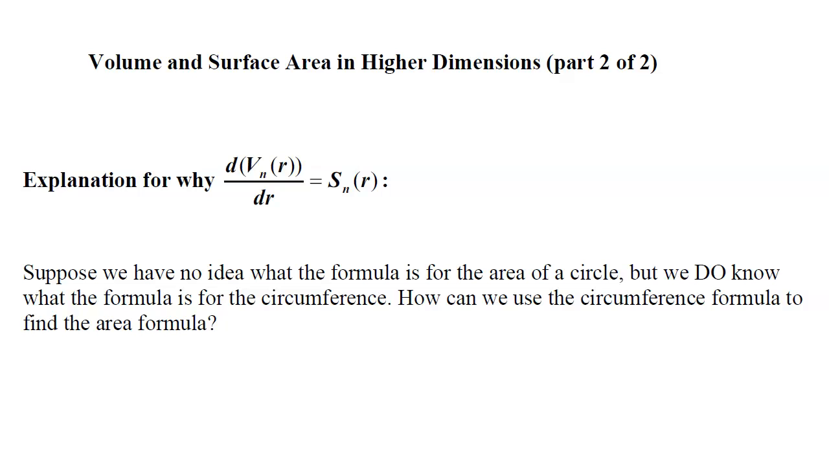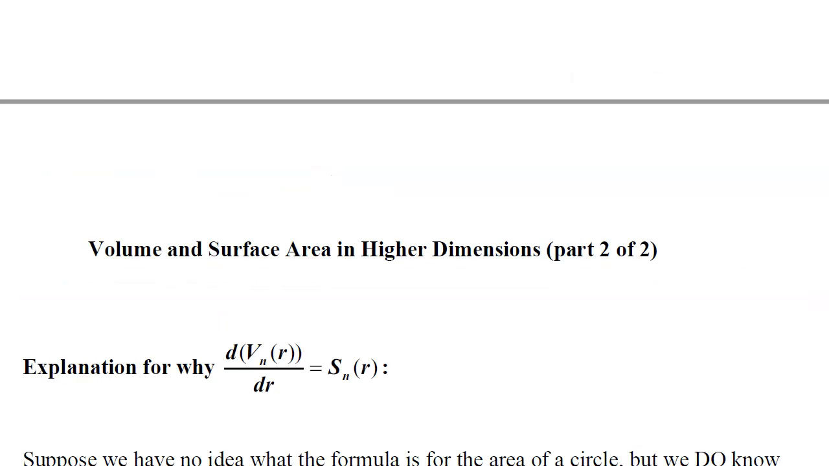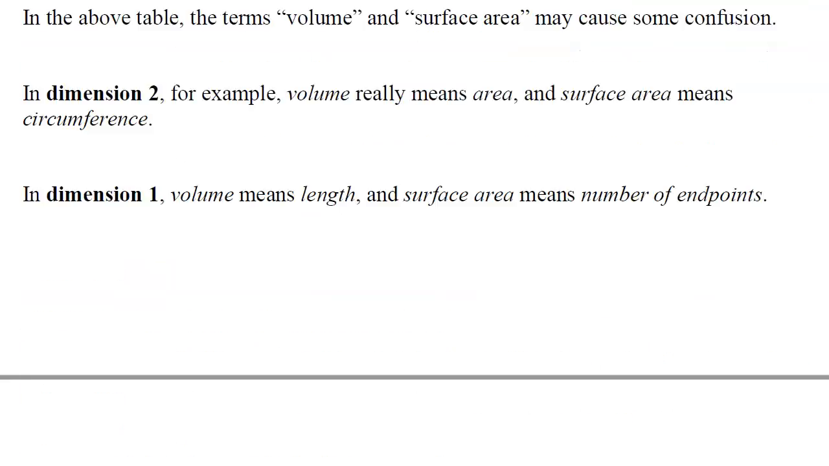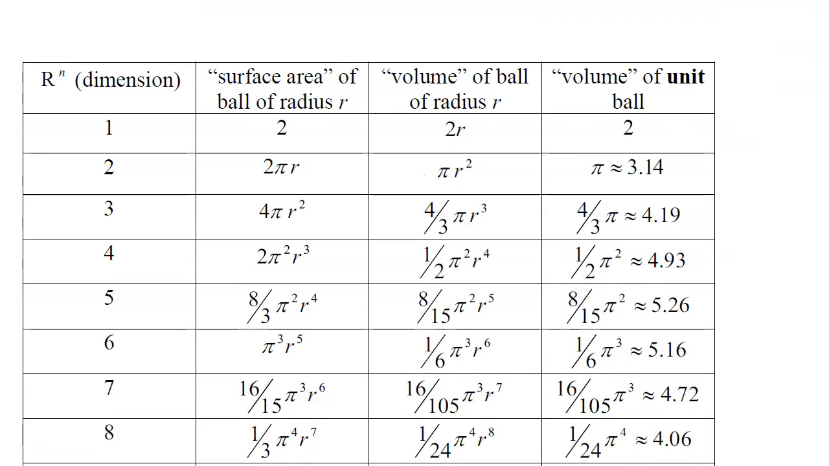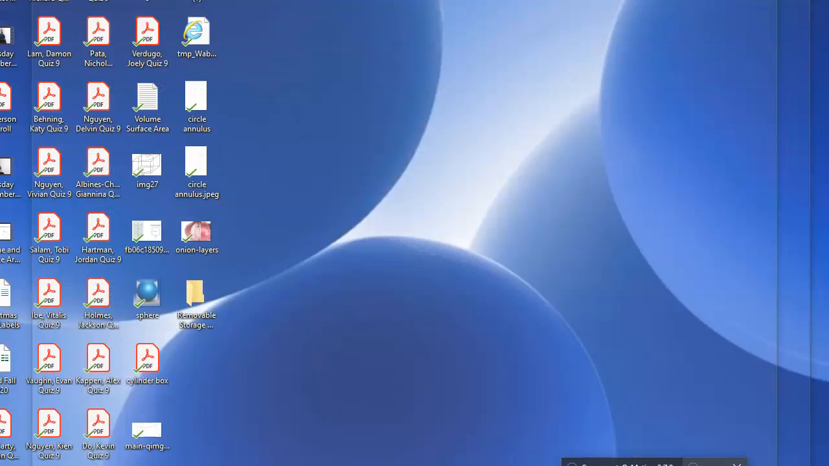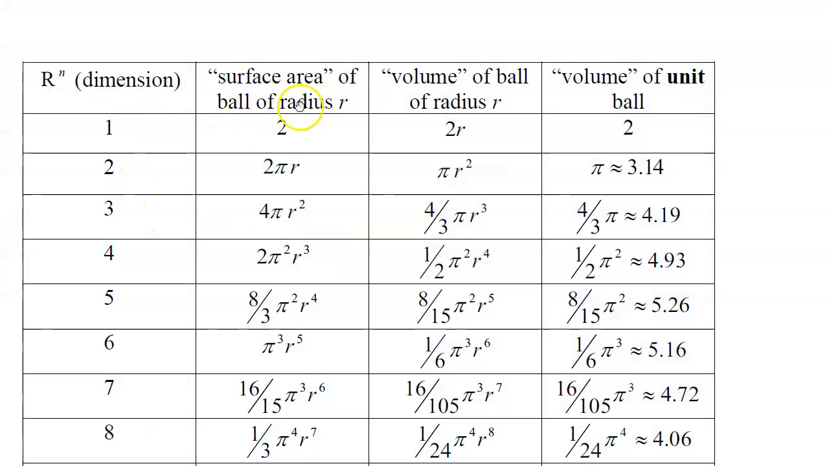In this video, we're going to talk about volume and surface area in higher dimensions, and this is part 2 of 2 videos. What we looked at last time in the first part was this table right here. Let me bring it up here. This table gives the formulas for the volume and surface area of a ball of radius r in different dimensions.